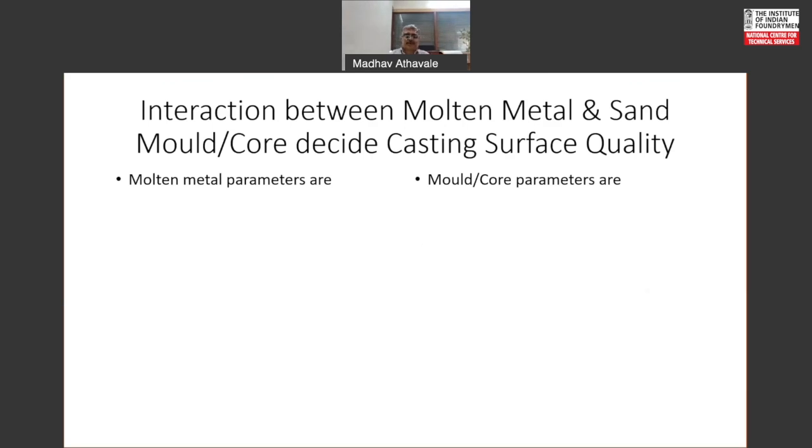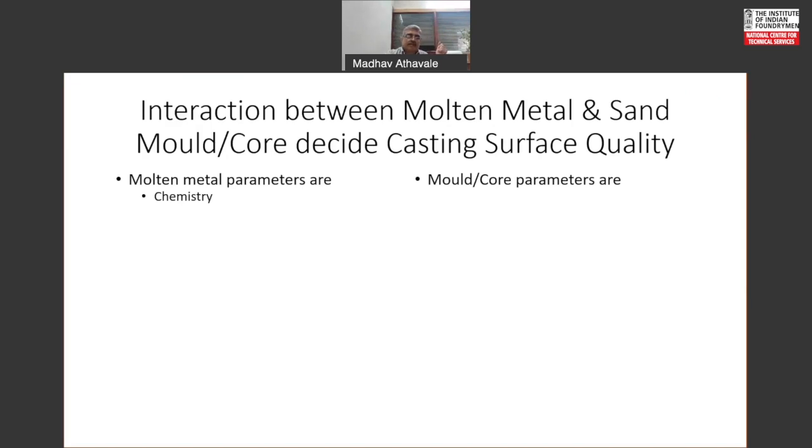Now, as we said, there are two sides. One is your sand mold. What I'm talking about now is going to be all about sand molds and cores. There are mold and core parameters, and there are molten metal parameters. And it is finally the interaction between the two which decides the casting surface quality. What are these molten metal parameters?